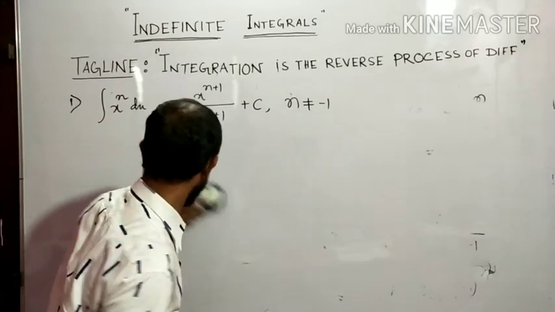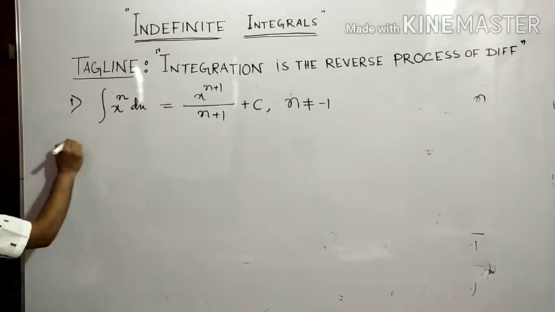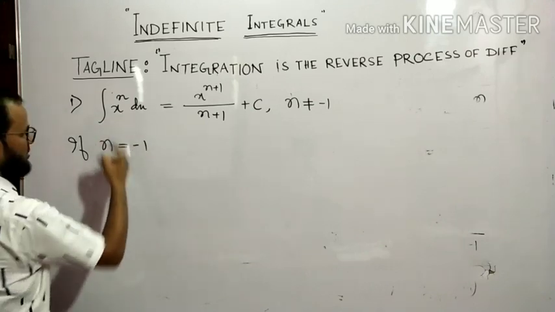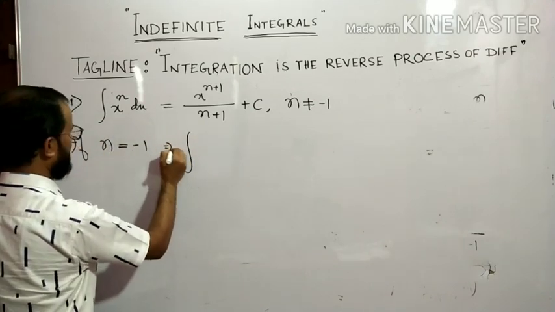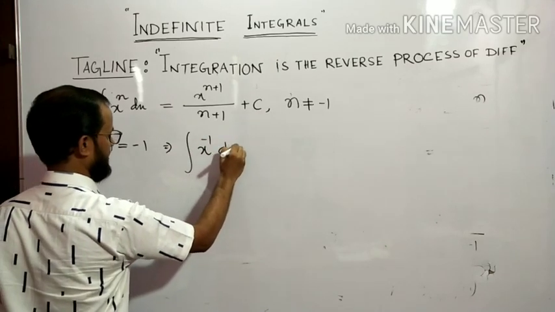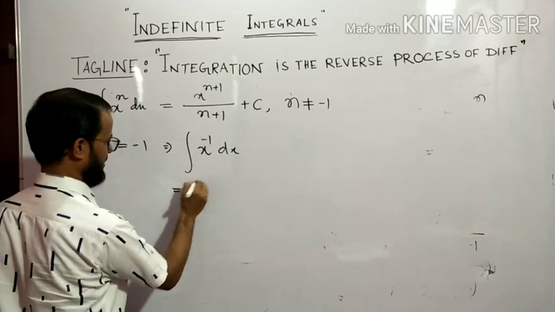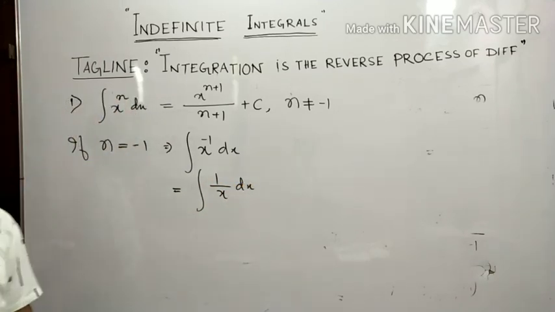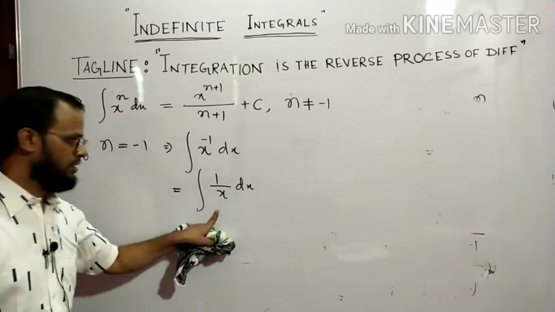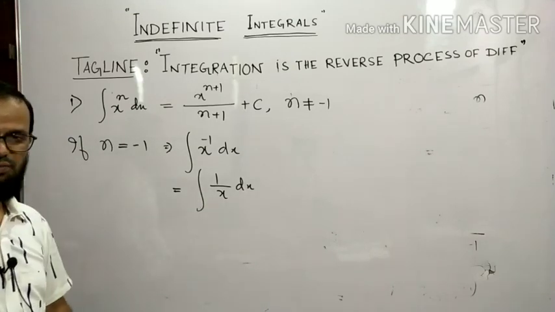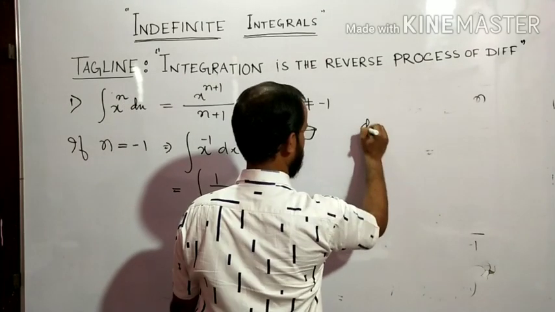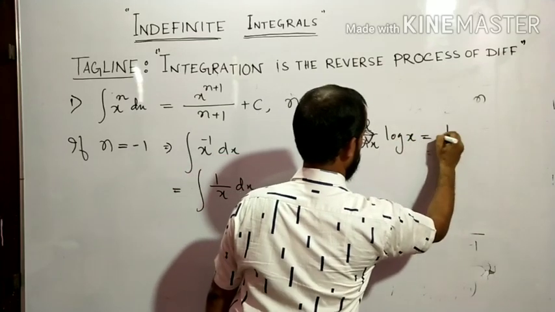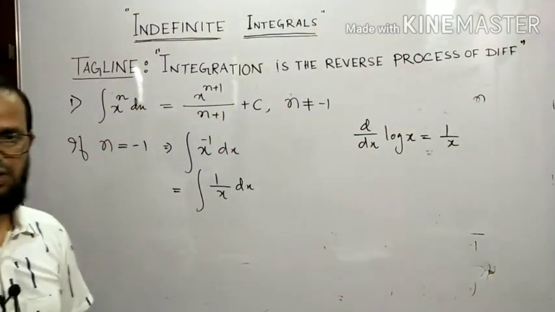Now when n equal to -1, what happens? Then your function becomes integration x to the power -1 dx, and finally this becomes 1 by x dx. Okay, but how to find the integration of 1 by x? You know a very interesting formula, d/dx of log x is equal to what, 1 by x.